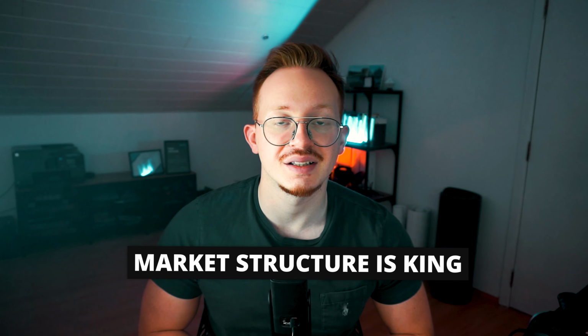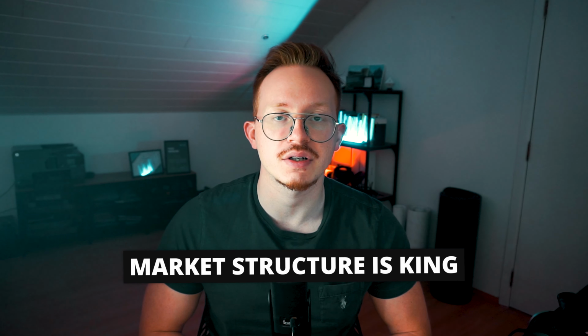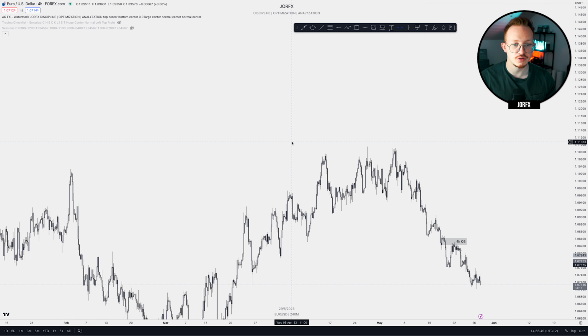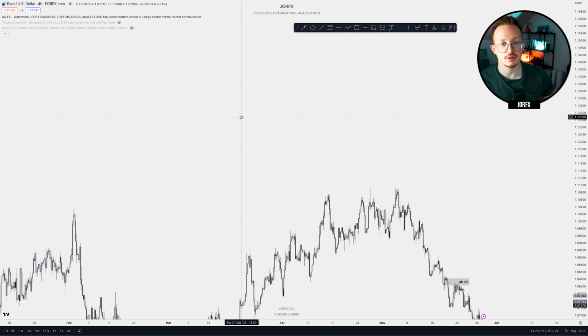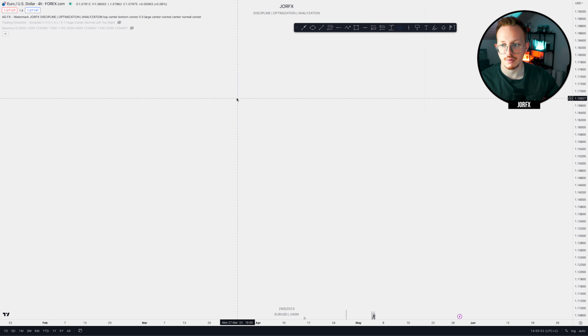Okay guys, so before we get into this, I want you to know that in my opinion, market structure is king. Literally nothing is more important than market structure because market structure will give you the direction of the market. It is really easy to identify which way the market is moving just by using market structure. So there's no need to overcomplicate things if you're only using market structure. So let's get into the charts right now and I will explain you a thing or two about market structure.